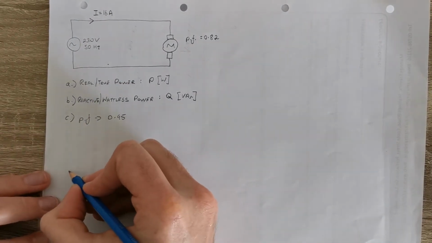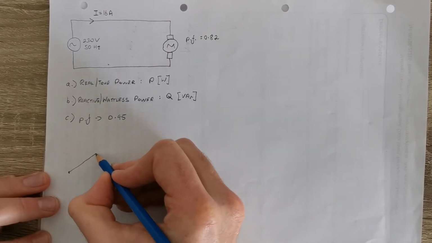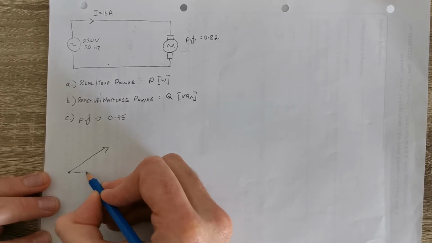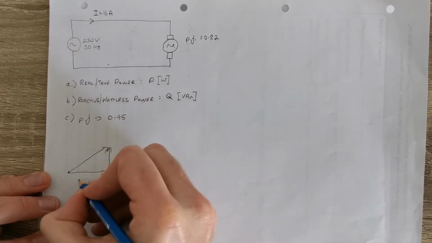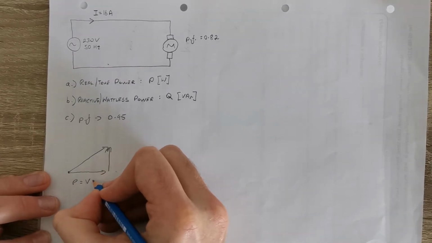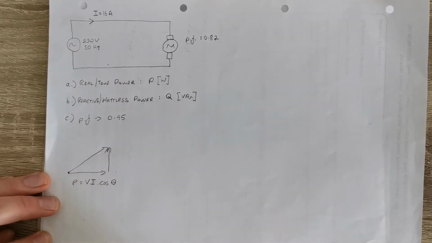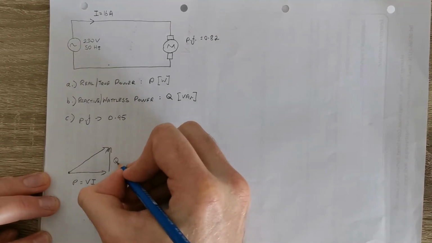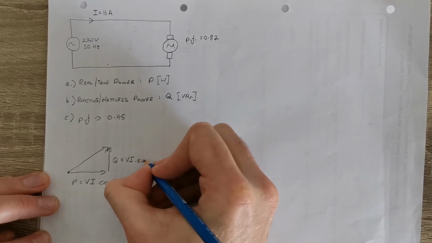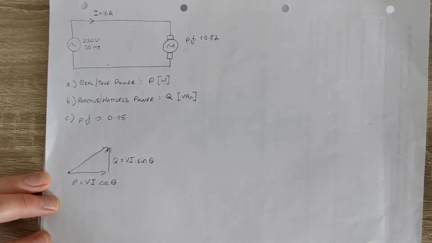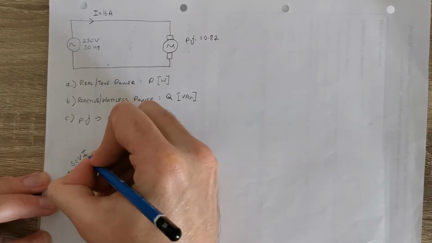So just to recall, what we need to know for this question is our power triangle again, which relates to three powers: our real power P, which is equal to V times I times cos theta, our reactive power Q, which is V times I sine of theta, and our apparent power S, which is equal to V times I.